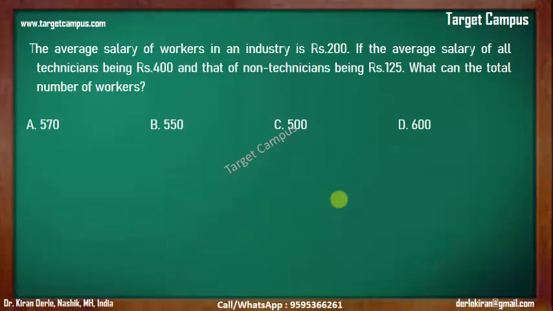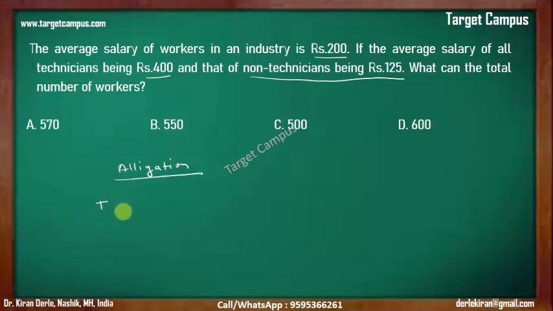Let's move ahead. The average salary of workers in an industry is 200. If the average salary of all technicians is 400 and that of non-technicians is 125, what can be the total number of workers? So this is purely an allegation concept, guys. With allegation, in a fraction of seconds, you'll get your answer, right?